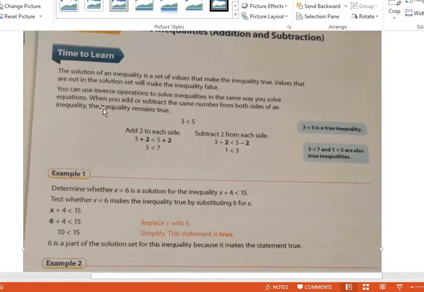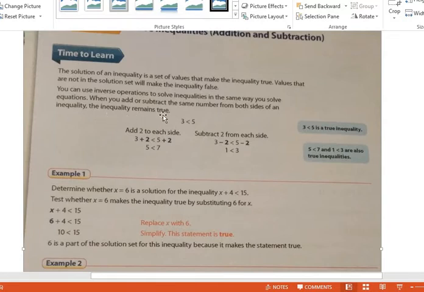The solution of any inequality is a set of values that make the inequality true. Values that are not in the solution set will make the inequality false. You can use inverse operations to solve inequalities in the same way you solve equations. Remember, when you add or subtract the same number from both sides of an inequality, the inequality remains true.